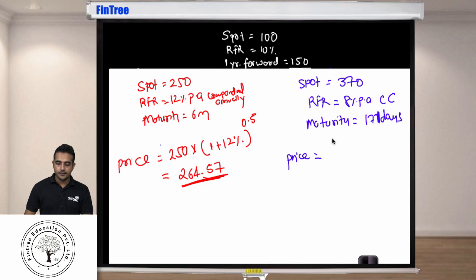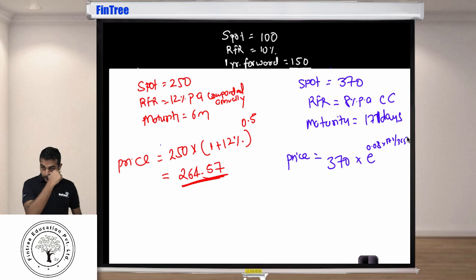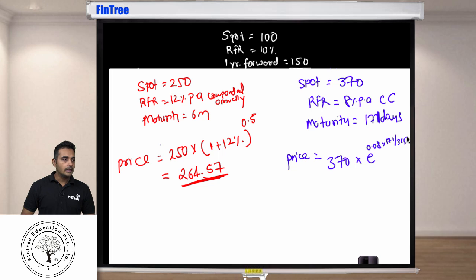In this example, 370 into e raised to 0.08 into 171 divided by 365. So the keys on your calculator would be: have 0.08 on the screen first, then multiply with 171, divide by 365, then say second e raised to x, then multiply with 370.